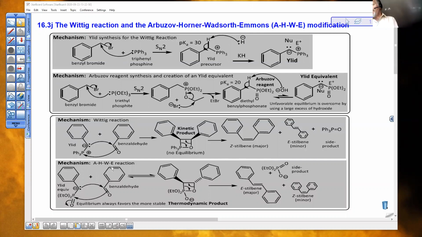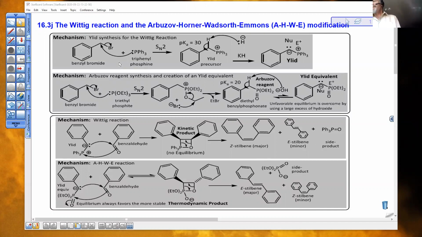And the Arbuzov-Horner-Wadsworth-Emmons modification flips the stereoselectivity. It gives us the E as the major and the Z as the minor. We won't be going into great detail about why E and Z are major and minor, but you do need to know which one creates Z as major, and that's the Wittig, and which one creates E as the major, and that's the Arbuzov-Horner-Wadsworth-Emmons.